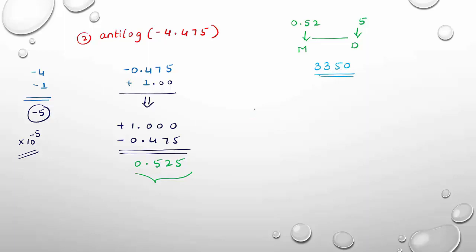Now we can write the answer. How to write the answer? The question is antilog of minus 4.475 is equal to. So what is the number? We got 3350 into 10 raised to minus 5, which is the characteristic. But we have to write that decimal point after one digit. So what is the final answer?